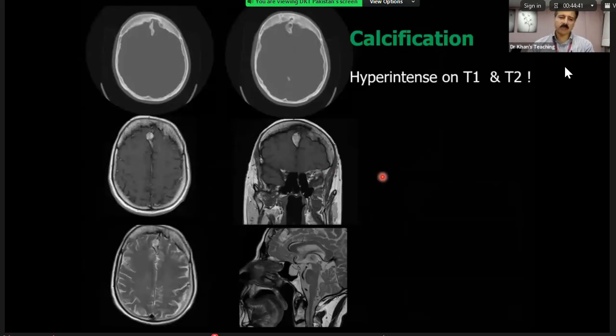Sometimes calcification can be very tricky. This one is high in signal intensity on T1 as well as T2 weighted sequence. If you see here, this is bright on T1 and bright on T2. Your confidence should not be shattered. Calcification usually is low signal on T1 and T2 weighted sequence. But the point to remember is that at times it can be bright on T1 weighted sequence.